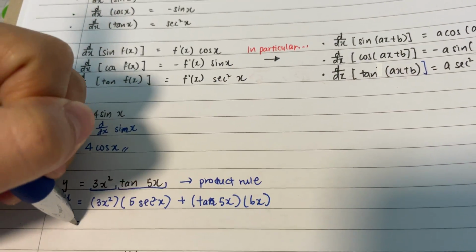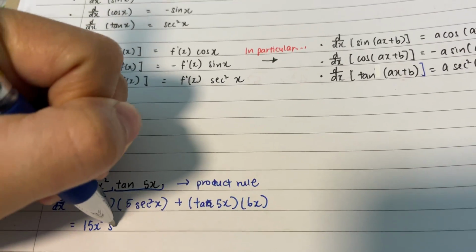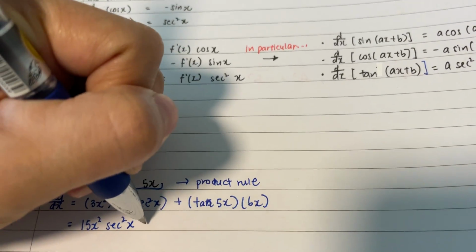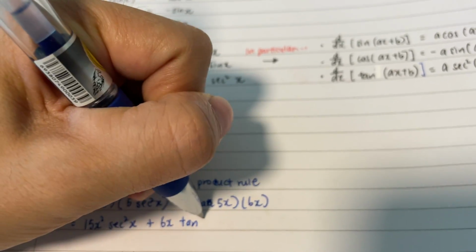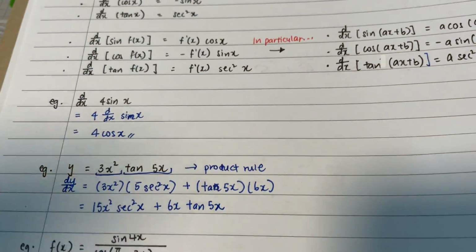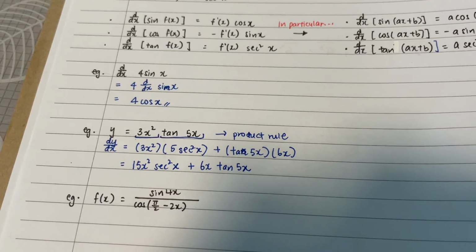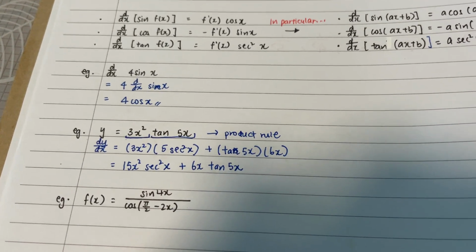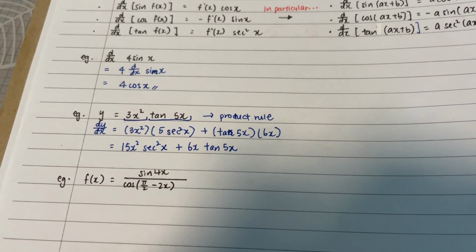And from here, we could simplify. So we have 15x squared secant square 5x plus 6x tangent 5x. Okay, so this is the answer for the second portion.